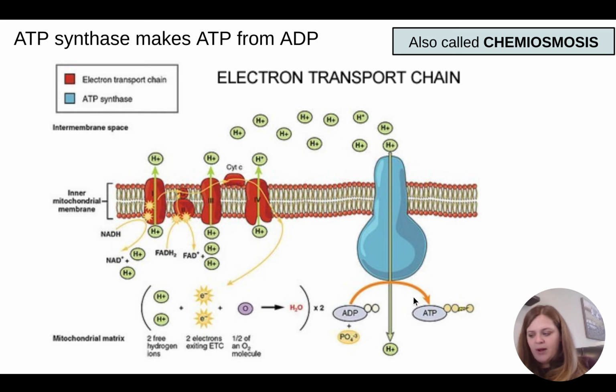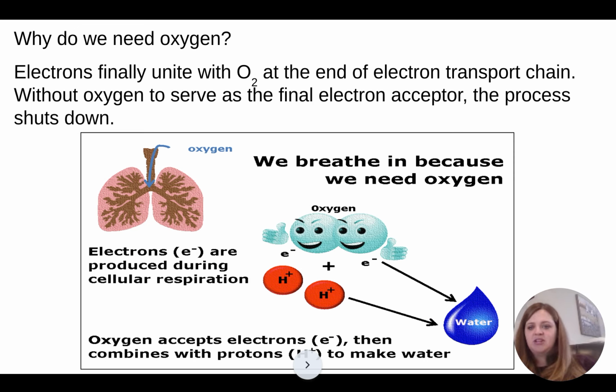So why do we need oxygen then? The point of the oxygen is to pick up those electrons. The electrons will finally reunite with oxygen at the end of this process. So oxygen is needed in this process to come pick up any of those leftover electrons at the very end. Without oxygen, this process just shuts down and goes through fermentation. So we need those oxygen molecules to come pick up the electrons.